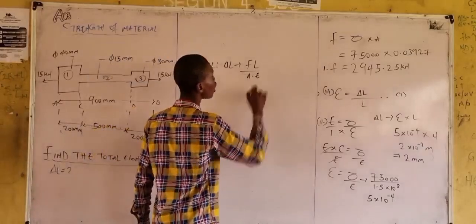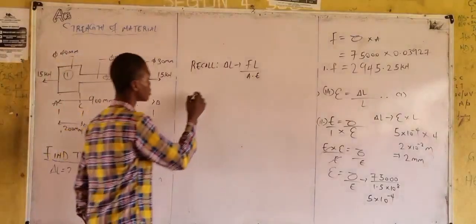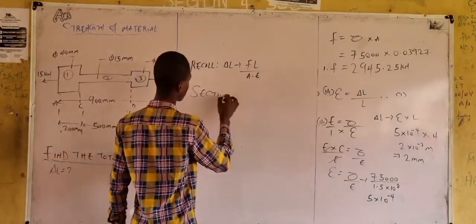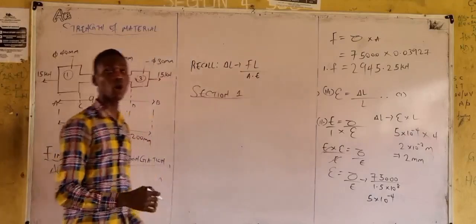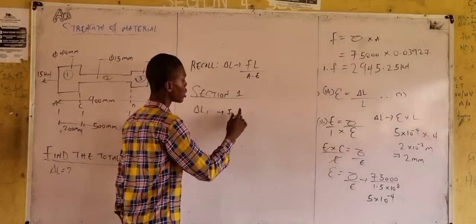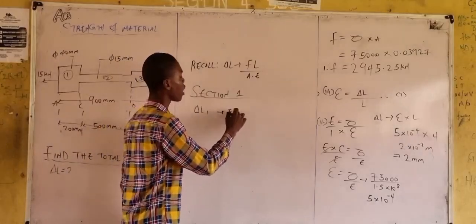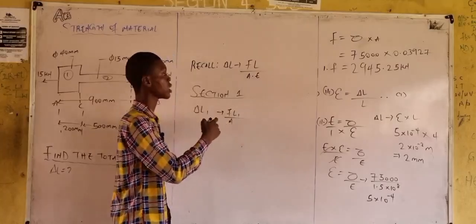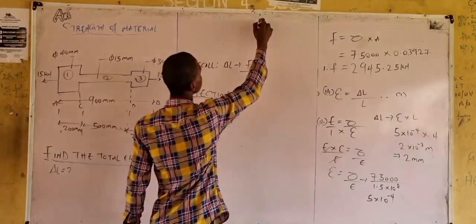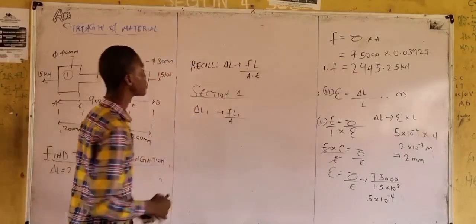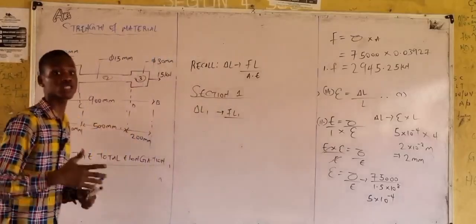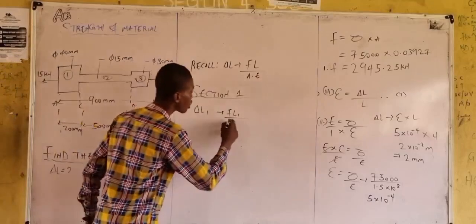Area times what? Young modulus E, right? Now, for section 1, the change in length in section 1 means that F is constant, L1 all over what? Area is also constant, right? Are you sure this is the formula for change in length? Yes. When we say that force is the formula, we said F is constant, area is also constant. Sorry, area is not constant. Don't forget, area deals with the cross-section, it deals with the diameter now. It's not constant. Young modulus is constant.